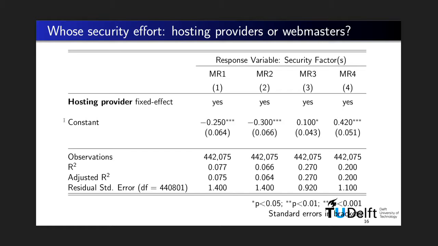What you see in the bottom row, as in R square, the difference between MR3 and MR4, which we suspect would be the provider level factors, the web application security and the web infrastructure security, is very different from MR1 and MR2 in relation. And that really shows that the providers have a big influence on the server part, which is separated from the customer part.